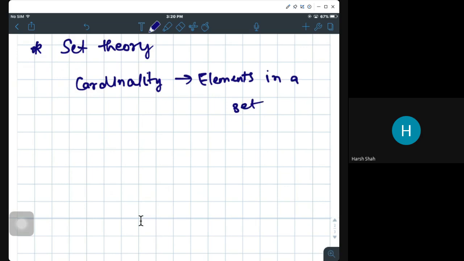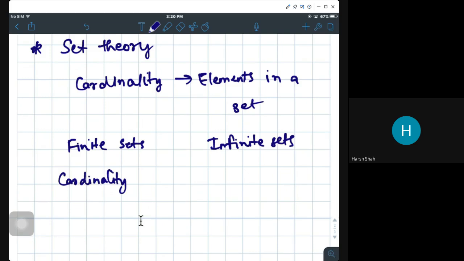Correct. Now, there are two types of sets: finite sets and infinite sets. For finite sets, cardinality is a number. Cardinality exists, I can say, right? But for infinite sets, cardinality does not exist.